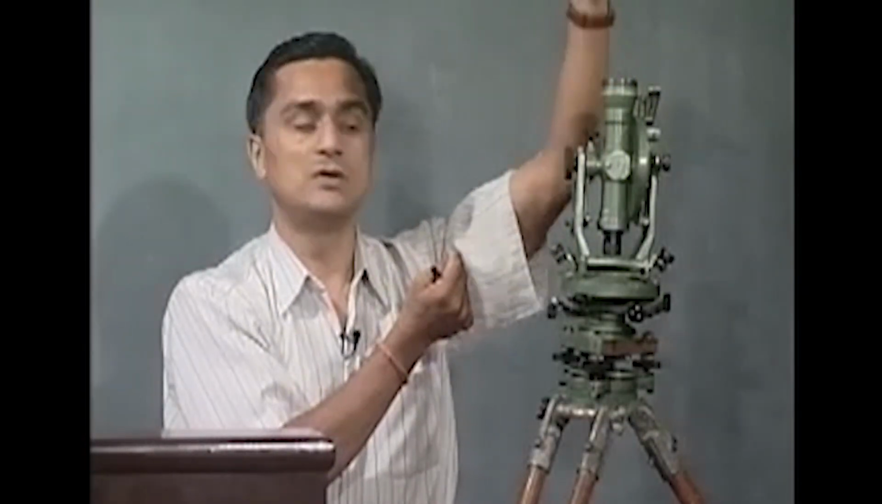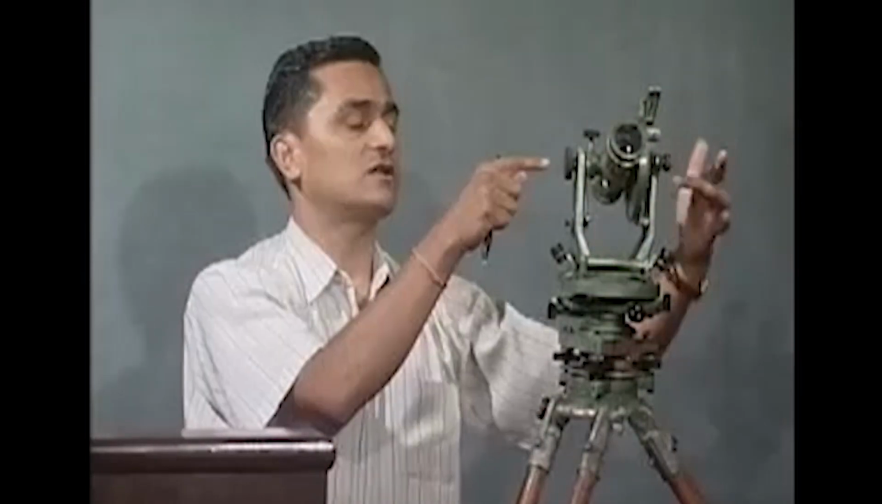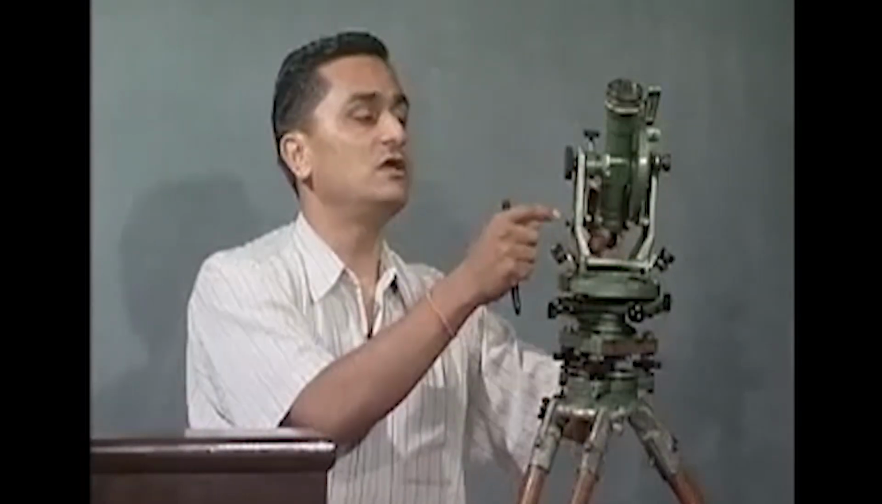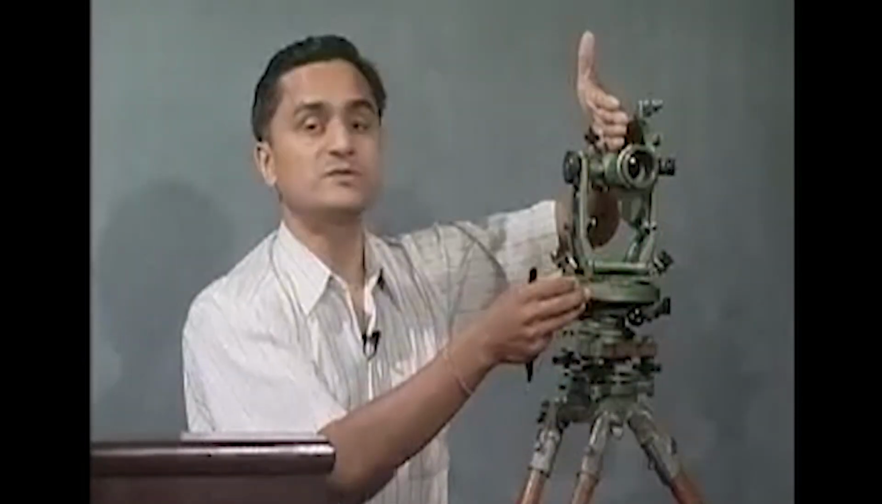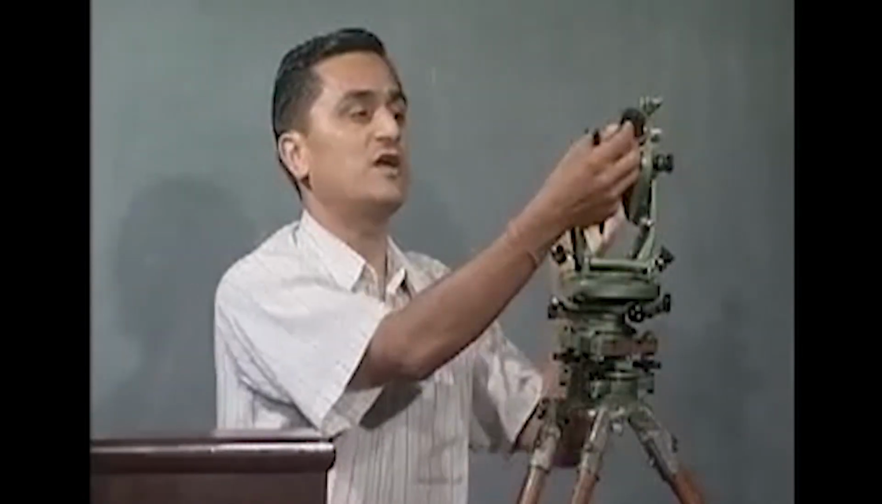Why is it so? It is so because if my horizontal axis is truly horizontal, and I rotate my telescope, or the line of sight, I want to rotate it in a vertical plane. If this angle is 90 degrees, then only it will rotate in a vertical plane. If it is not, then it will form some other plane. So, in order to ensure that my line of sight forms a vertical plane when I rotate it, the line of sight should be perpendicular to the transit axis.